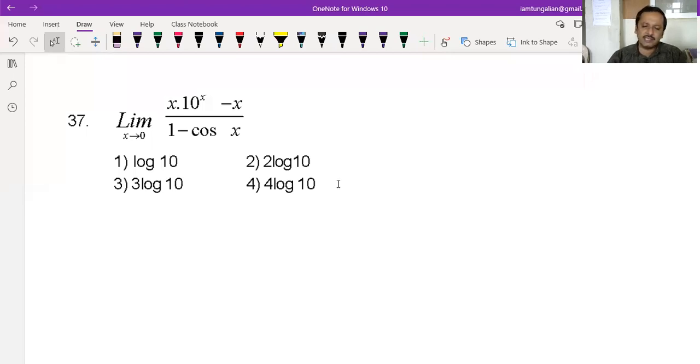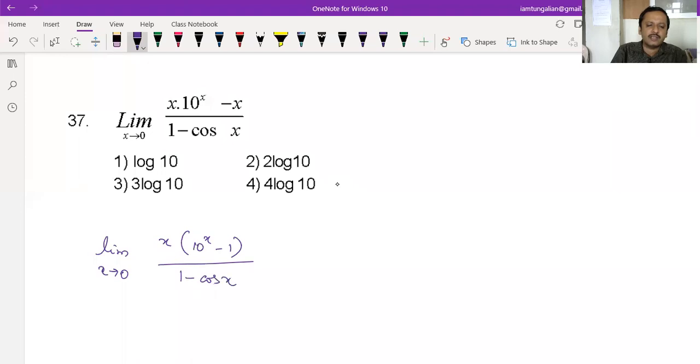0 by 0 is an indeterminate form, but I shall still not use L'Hospital's rule because differentiating that x into 10 power x will consume more time. So I will take that x as common. If I take x as common, what will remain? 10 power x minus 1 will remain. In the denominator, I'll keep it as 1 minus cos x.